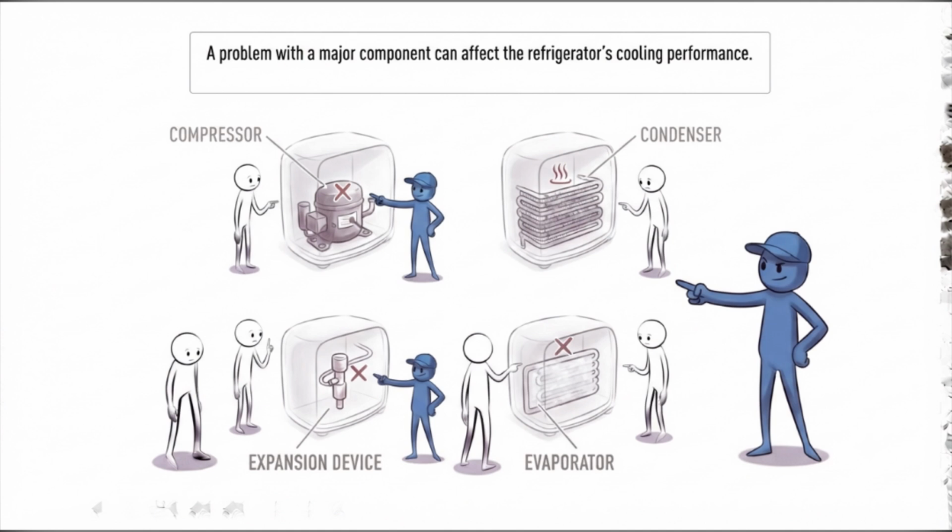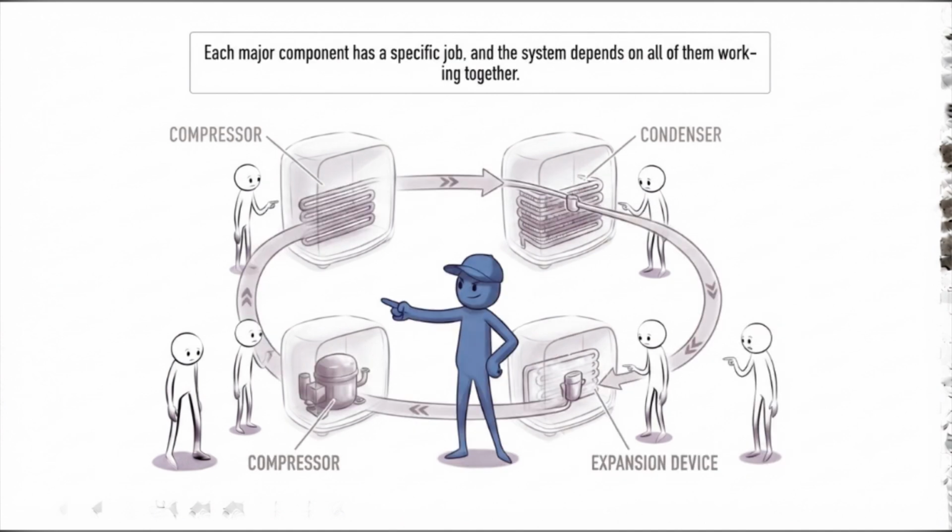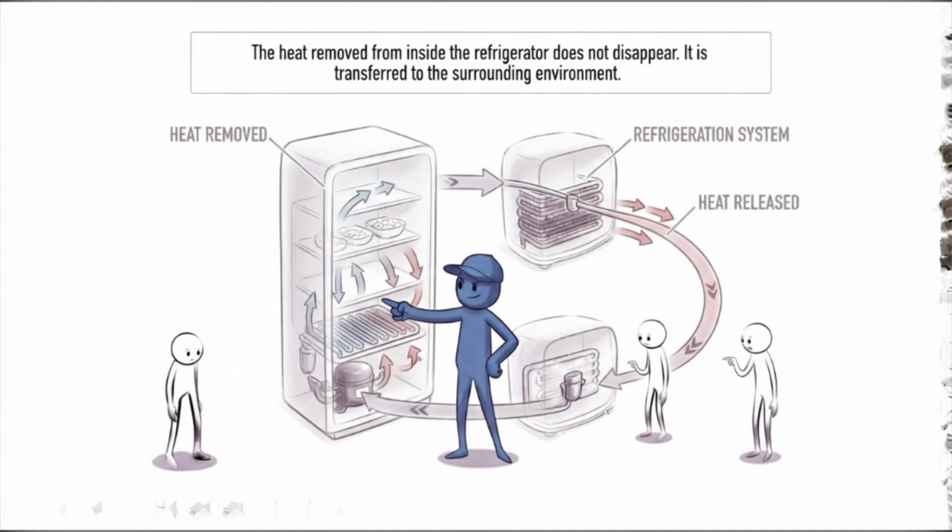If the compressor cannot operate, the refrigerant cannot circulate properly. If the condenser cannot release heat effectively, the system can become less efficient. If the expansion device is restricted, the refrigerant flow can be affected. If the evaporator cannot absorb heat properly, the refrigerator may not cool as expected. The system therefore depends on the correct operation of all its major components.